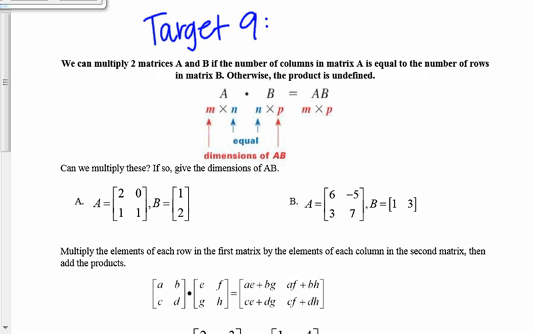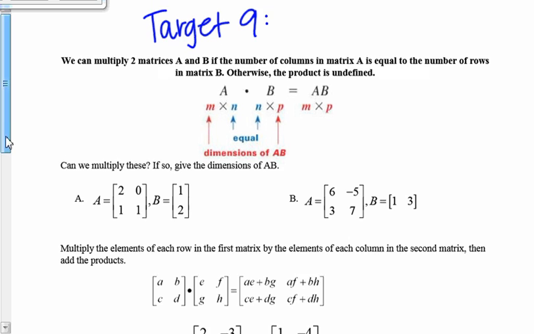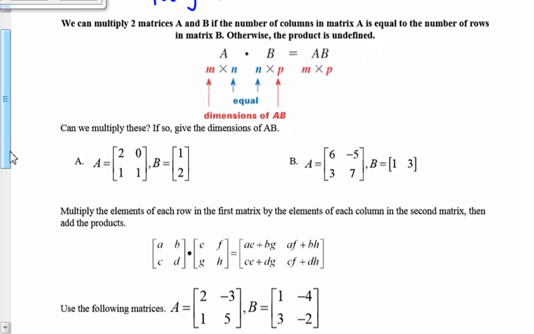Okay, so it says we can multiply 2 matrices A and B if the number of columns in matrix A is equal to the number of rows in matrix B. Otherwise, the product is undefined. So they're asking us in the first problem, can we multiply these? And if so, give the dimensions. Well, let's look at what we have here. Let's look at this picture right here.